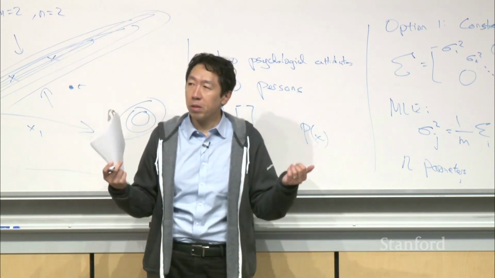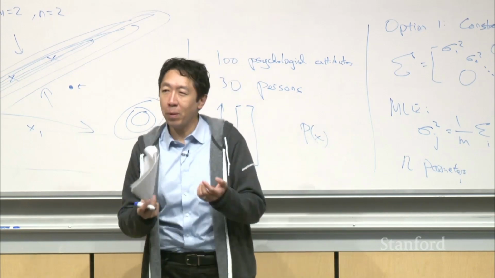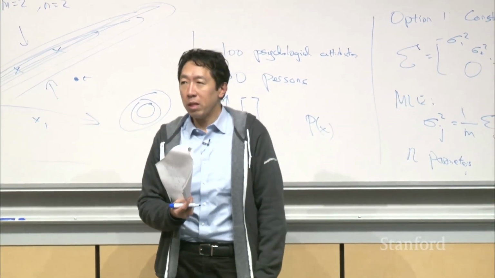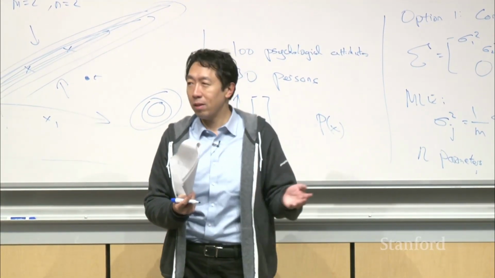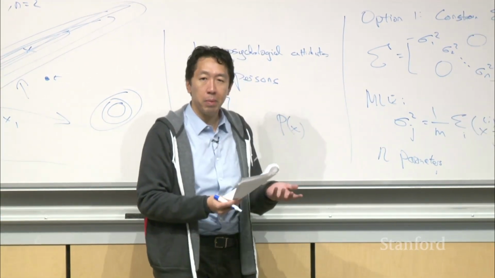And if you have temperature sensors in this room, it's just not a good assumption to assume the temperature at all points of this room are completely uncorrelated, completely independent of each other. Or if you measure psychological attributes of people, it's just not a great assumption to assume that the different psychological measures you might have are completely independent.